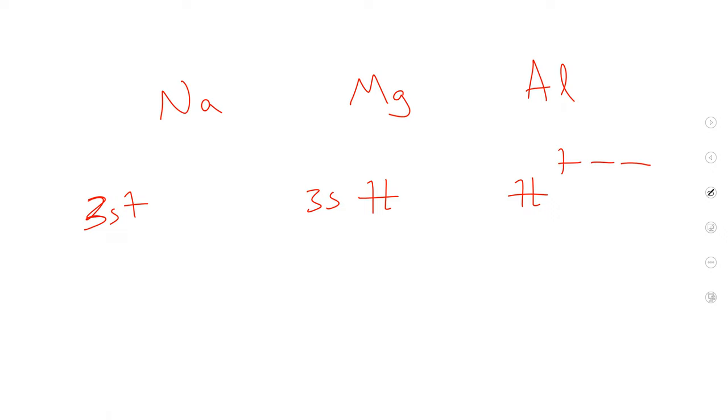So sodium is the easiest to take that electron away, so it has the lowest ionization energy. Most people just went lowest, middle, highest, but aluminum is actually easier to take an electron away from than magnesium, because it's got this electron all by itself right there. So that electron is easier to take away than it is to break up that full 3s orbital that magnesium has.